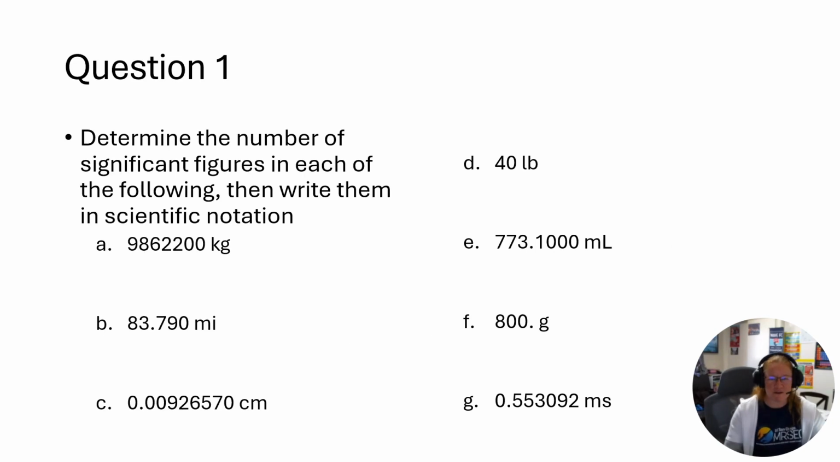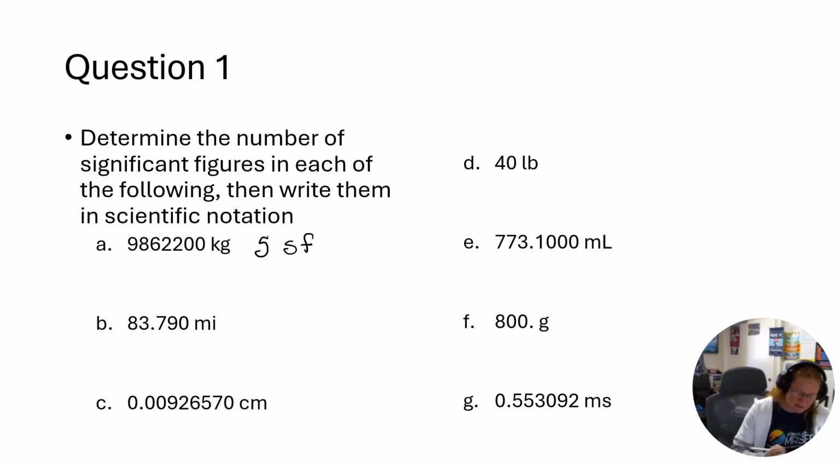All right, so to start off with, we're going to look at some numbers here, and then we're going to figure out the number of significant digits and then put them into scientific notation. If we have trailing zeros, so zeros that are not significant, they won't show up when we convert to scientific notation. All right, so this first one here, I don't have a decimal point anywhere, which means those 2 zeros on the end are considered trailing zeros and they're not significant. And so the only significant digits are that 98622. So I have 5 significant figures here.